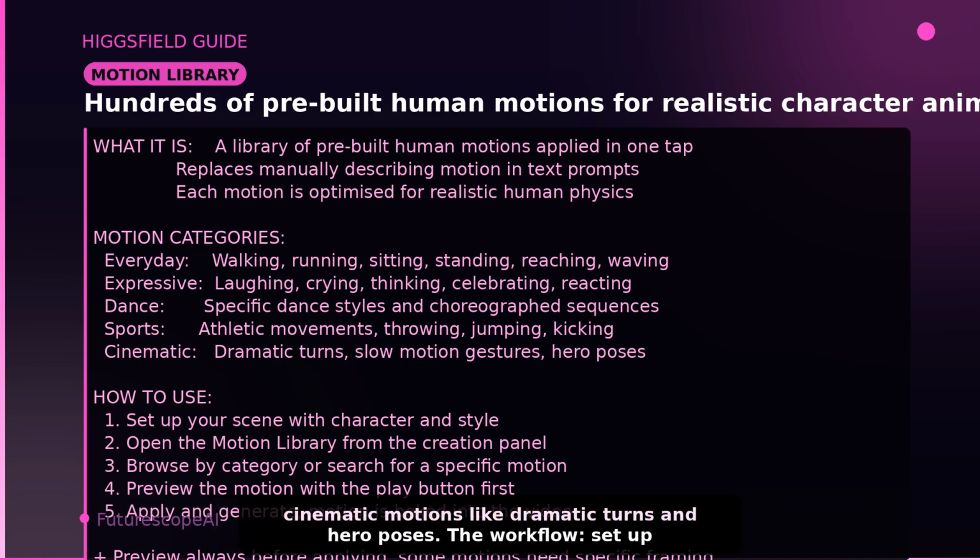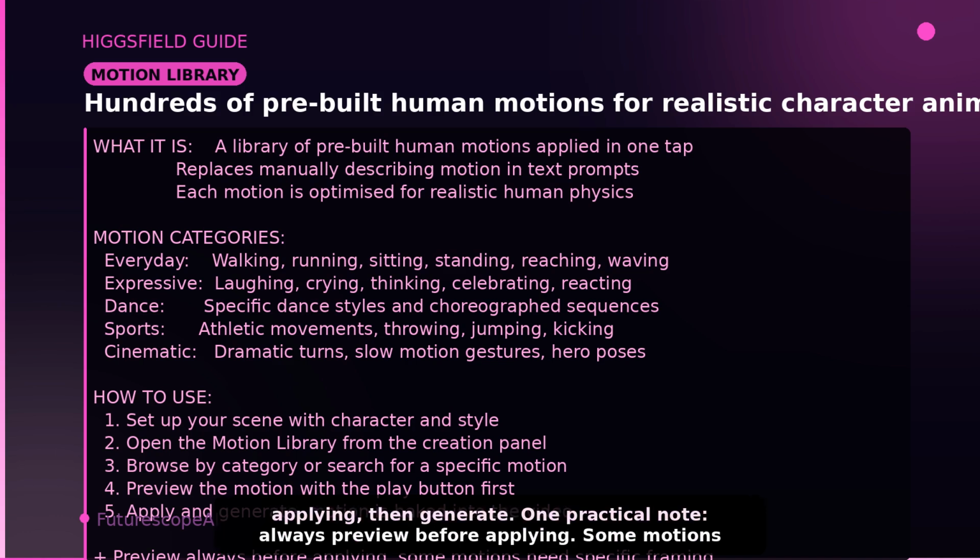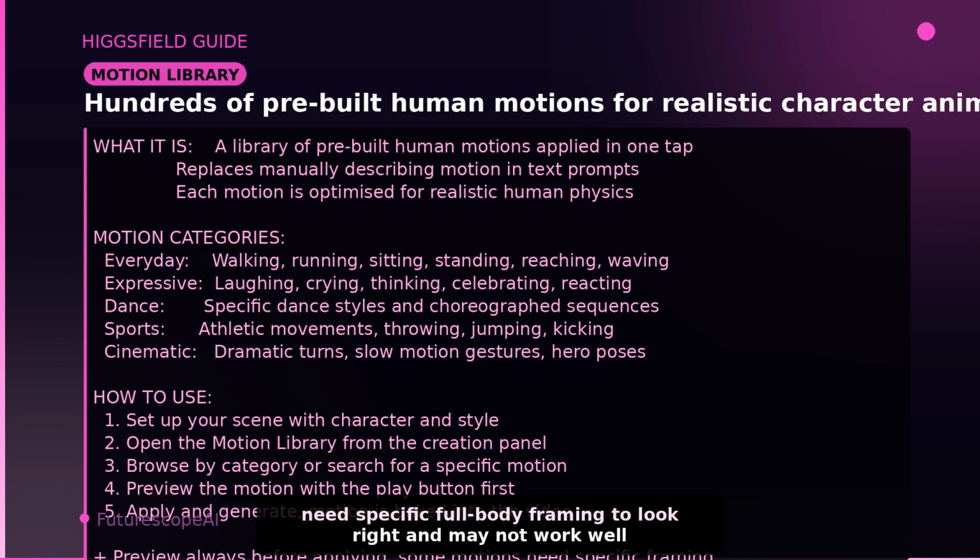The workflow: set up your scene with your character and style, open the motion library, browse by category, preview the motion before applying, then generate. One practical note: always preview before applying. Some motions need specific full-body framing to look right and may not work well in close-up or cropped scenes.